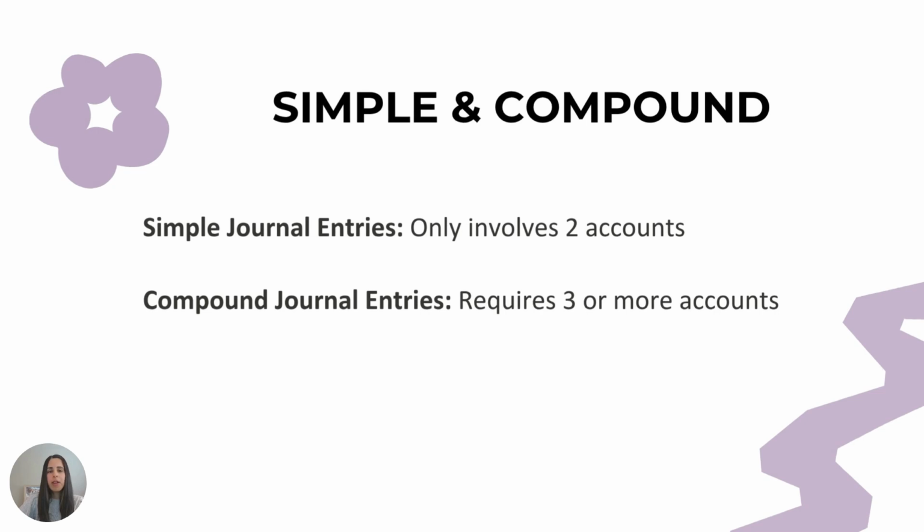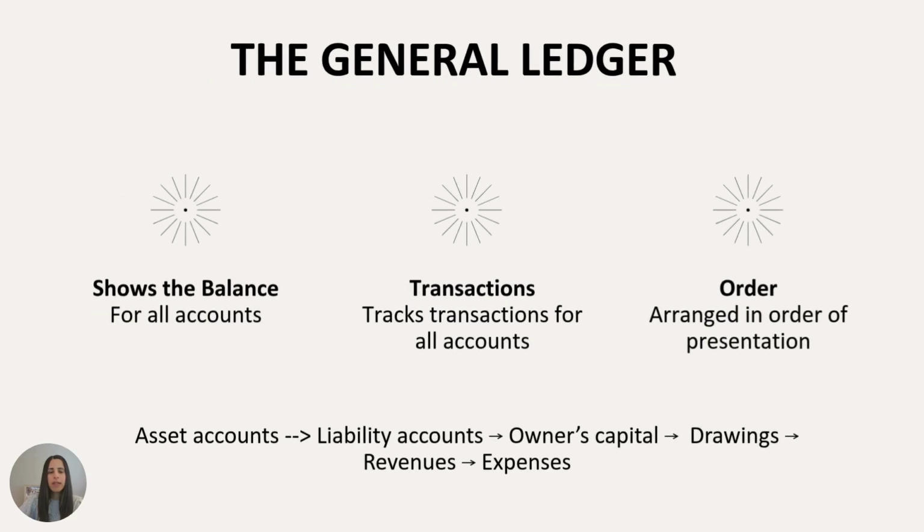So there are simple and compound journal entries. A simple journal entry only involves 2 accounts. A compound journal entry, on the other hand, will require 3 or more accounts.